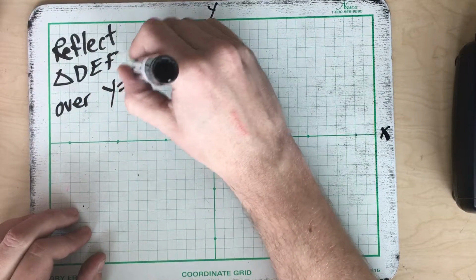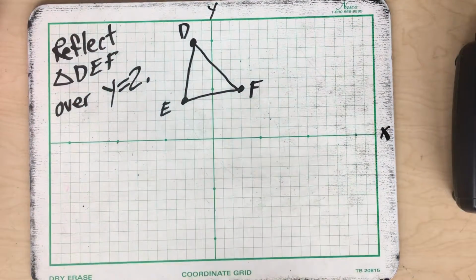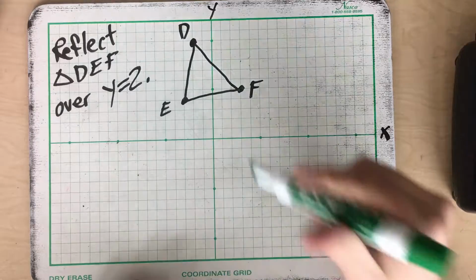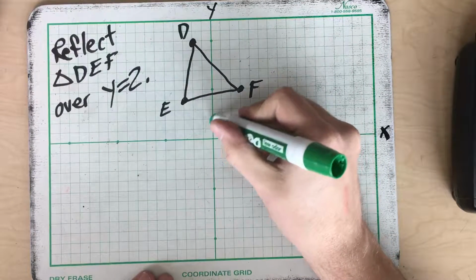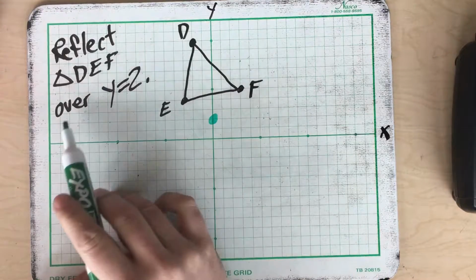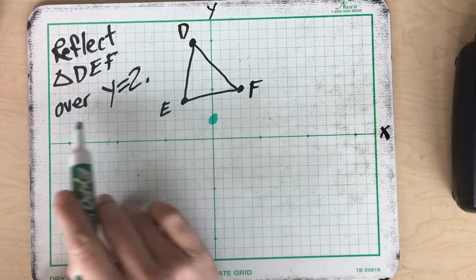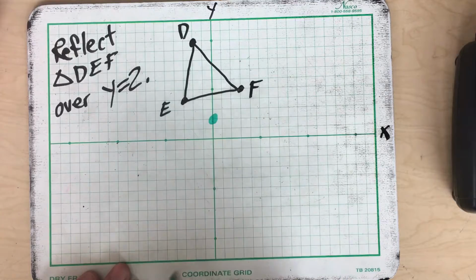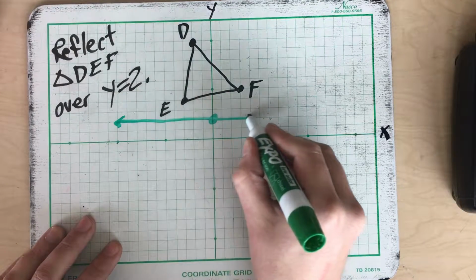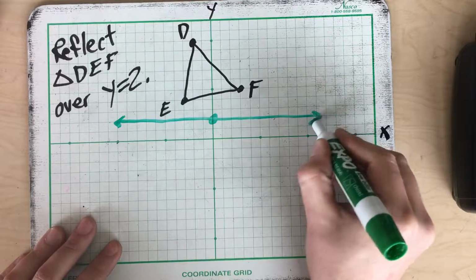y equals 2. So an important thing for being able to solve these kinds of problems is being able to know what the line y equals 2 is. Where is it? What does it look like? Well, I know y equals 2 is a point right here on my y-axis, and y equals lines are always horizontal. So it's going to be a horizontal line that goes through that point. So I'm just going to draw a nice horizontal line in green here. Okay.